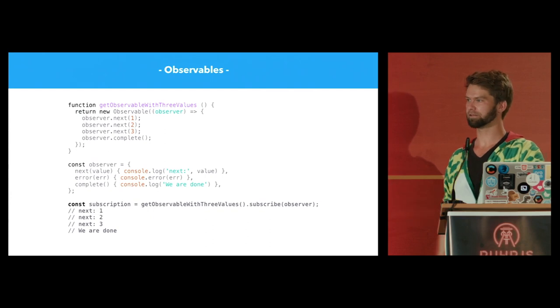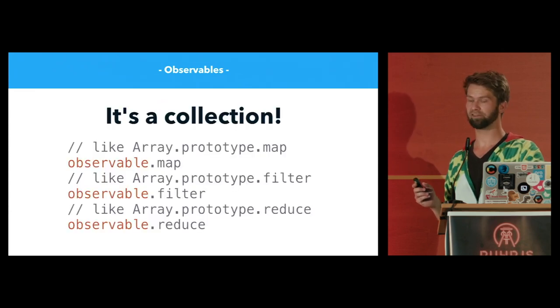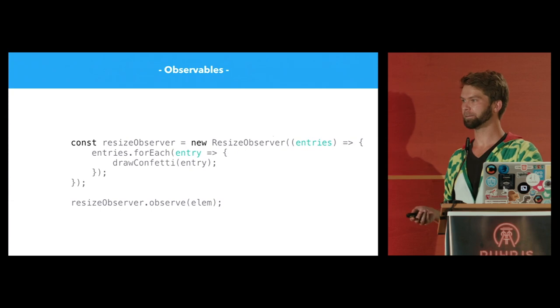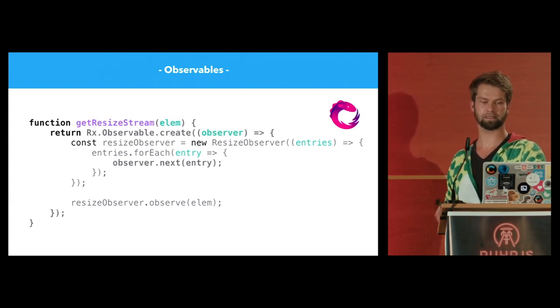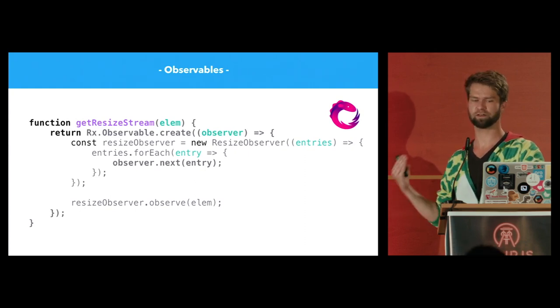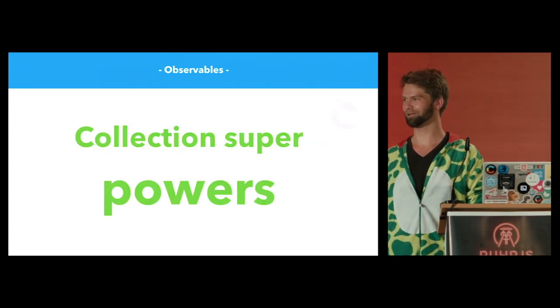When I saw this for the first time, I was like, what's the deal? That's just shifting callbacks around, right? But now we're dealing with a collection, which means that we can do stuff like map, filter, and reduce. And this makes it possible to write way, way cleaner code. So let's have a look at my resize observer implementation. It was something like that, and I flipped that to use Rx here, and instead of new observable, I'm calling observable create using Rx. And now I'm dealing with a collection of events over time. And this gives me collection superpowers.